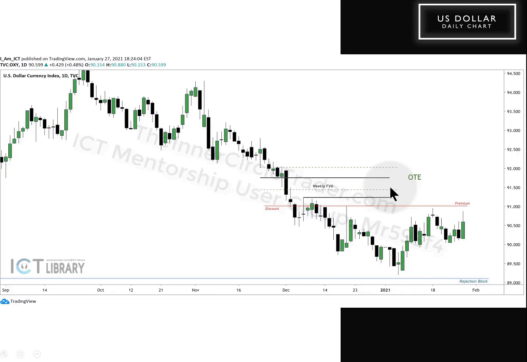We're looking for these levels up in here. This dashed line and this dashed line here is the optimal trade entry levels respective to this high and this low. The weekly fair value gap levels are annotated in that heavier dark line, and then the discount to premium level. We were looking for it to drive up into that in here, but it ended up falling short of that and it started consolidating.